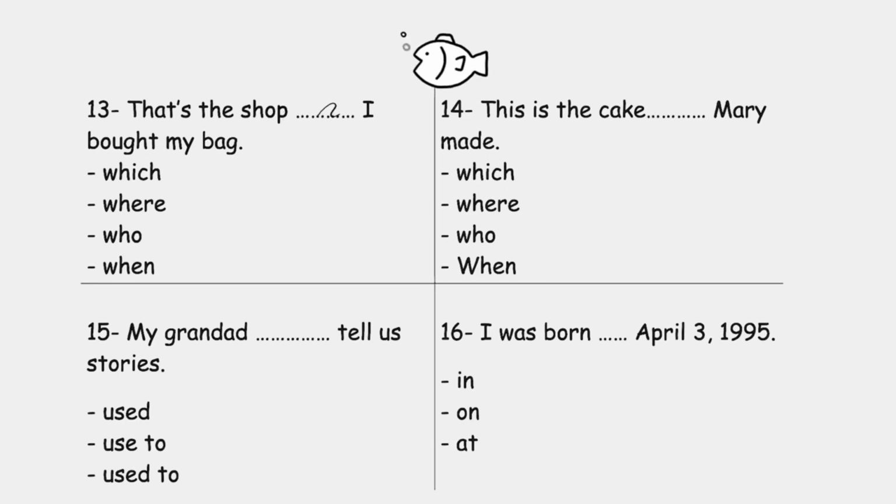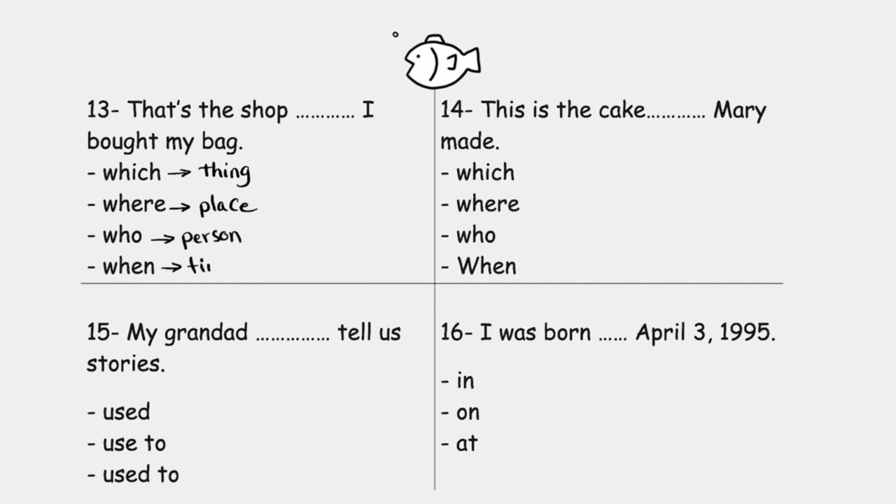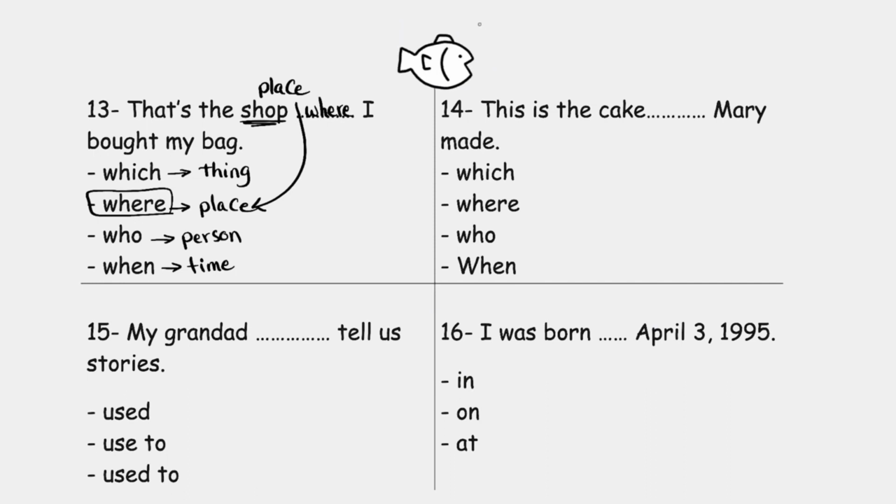That's the shop, blank, I bought my bag. Which, where, who, when. Which refers to a thing, where refers to a place, who refers to a person, when refers to a time. Shop is a place, and with a place we use where. That's the shop where I bought my bag. You answer this one.